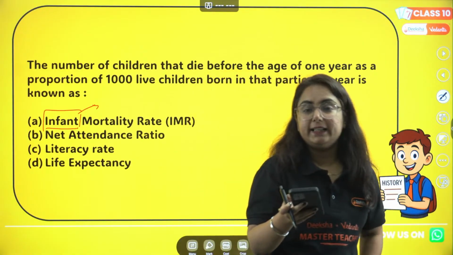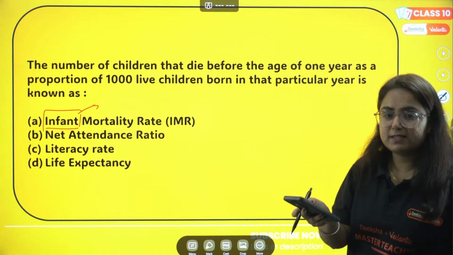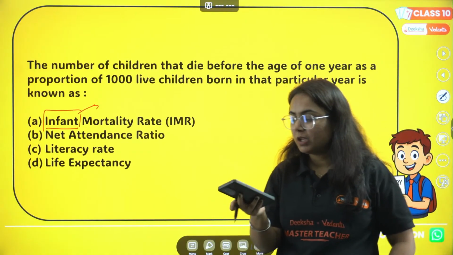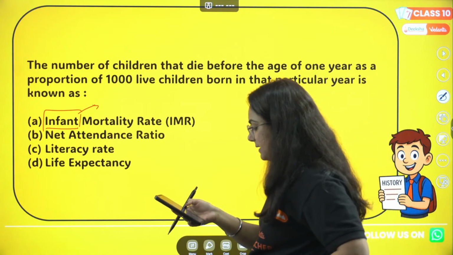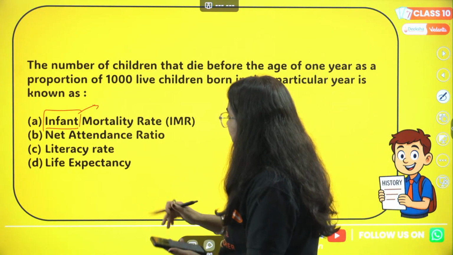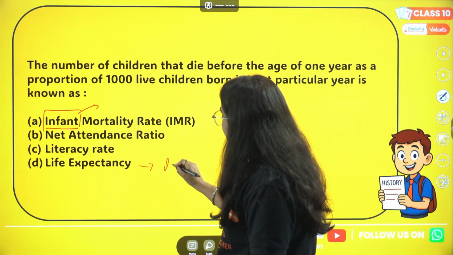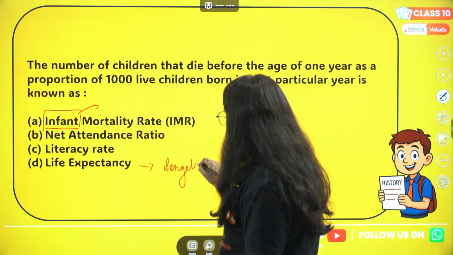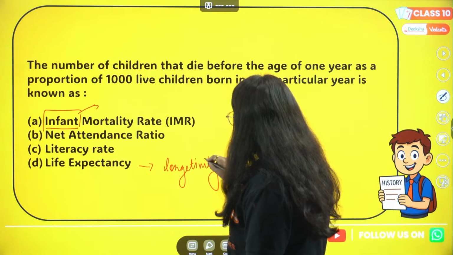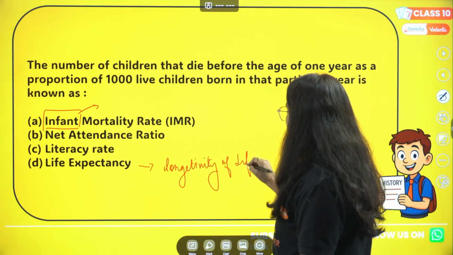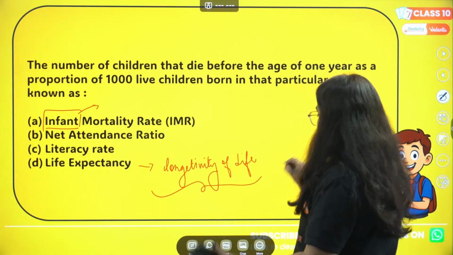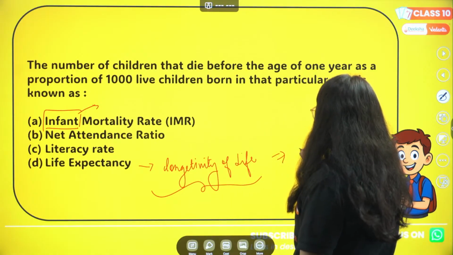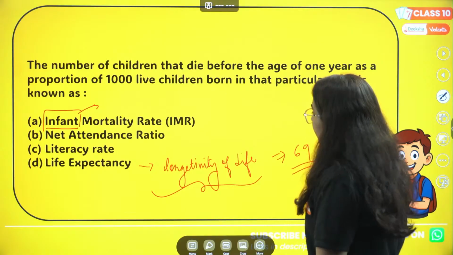Infant mortality rate, net attendance ratio, literacy rate or life expectancy. Okay, we'll talk about other options. Meanwhile, I'm waiting for your answers. Life expectancy is basically longevity of life, how long you are going to live after your birth. It's something around 69 for an Indian person.